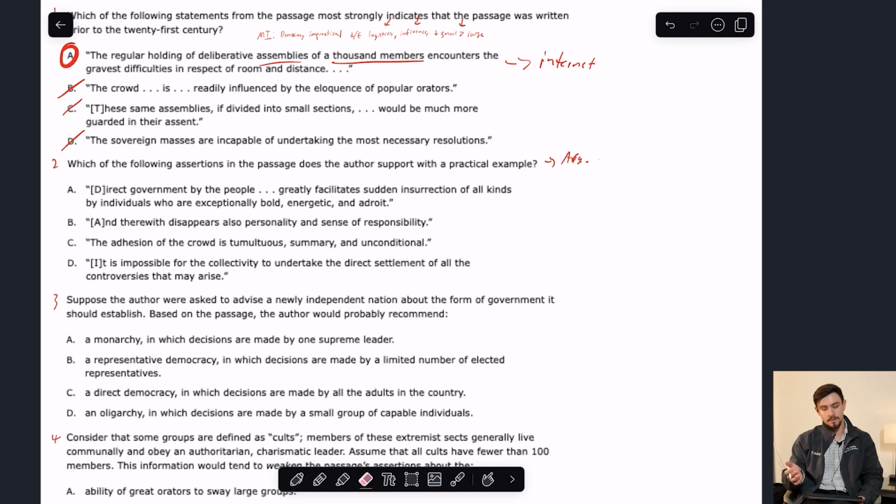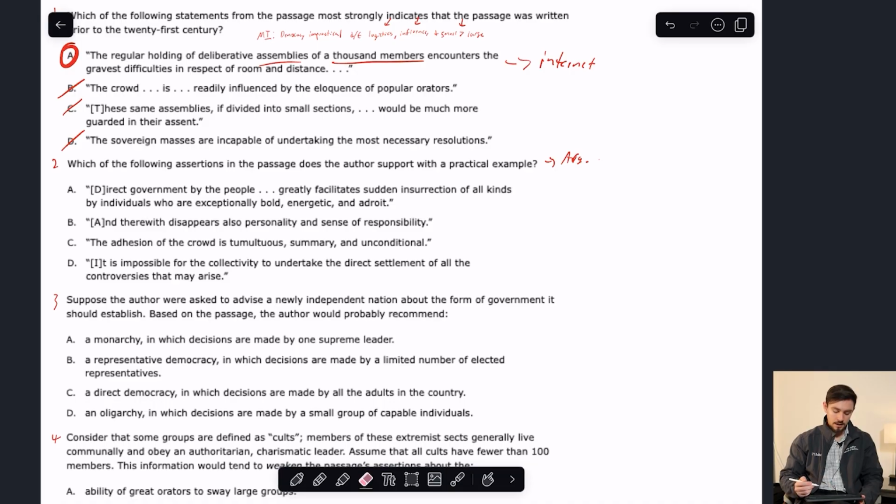The correct answer is D. Moving on to number 3, it says, suppose the author were asked to advise a newly independent nation about the form of government it should establish. Based on the passage, the author would probably recommend what? So this is definitely a main idea question. What does the author like? The author likes government that's not going to fall prey to these, right?